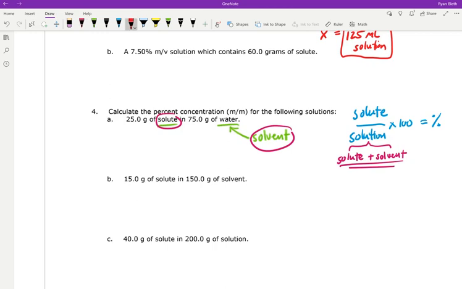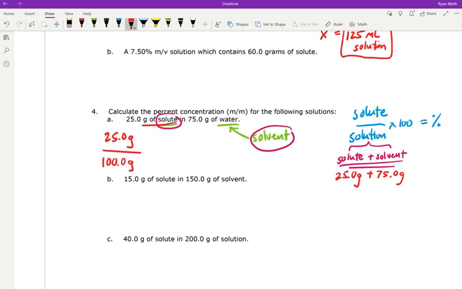For our percent concentration in 4a, we want mass of solute, which is 25 grams. That's fine to use. 25 grams is solute. Divided by what's our mass of solution? Well, it's 25 grams for our solute, and then 75 grams for our solvent. So a total of 25 plus 75, a total of 100 grams of solution. Not 75, but 75 grams of water plus 25 grams of solute.